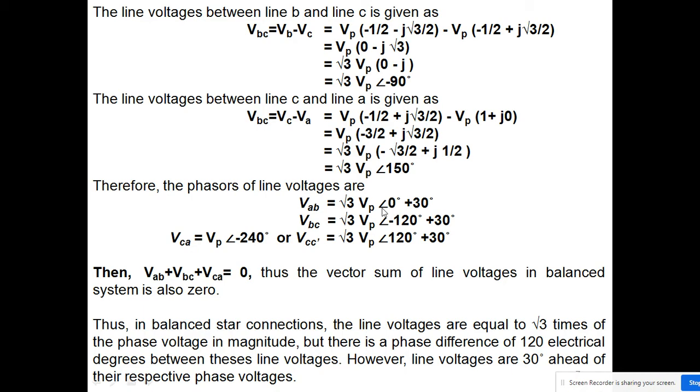Why am I putting this 0? Because I want to compare my line voltage with the phase voltage. In the phase voltage it was 0, but you see in the line voltage it becomes 30. That's why I am putting this. And again, if you see here, this becomes minus 90 degrees. It means I can write here minus 120 plus 30 degrees. So this becomes equal to the same, and the third becomes equal to 150. So I can write this in this way.